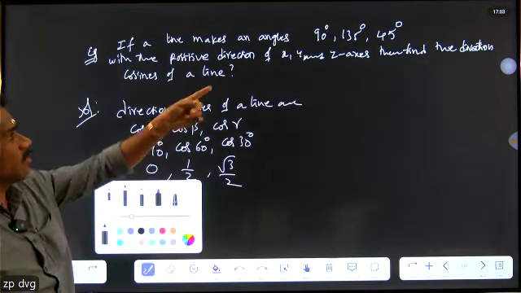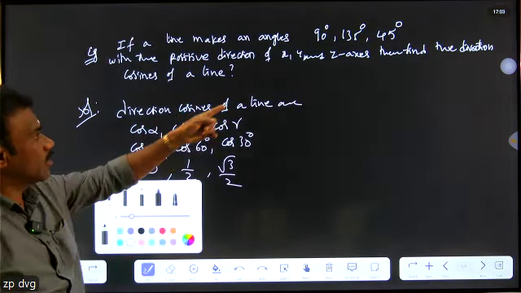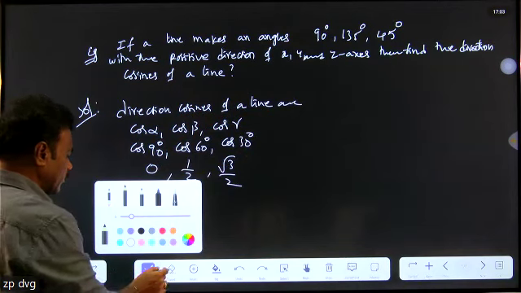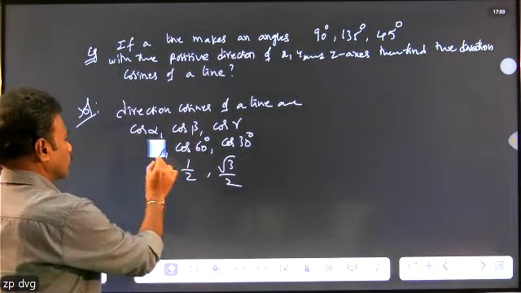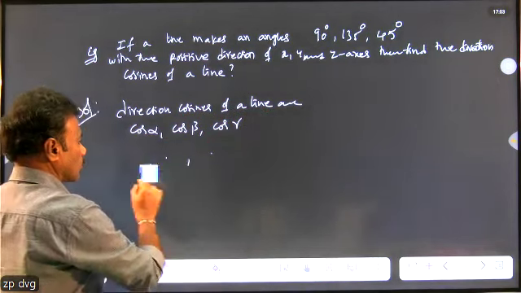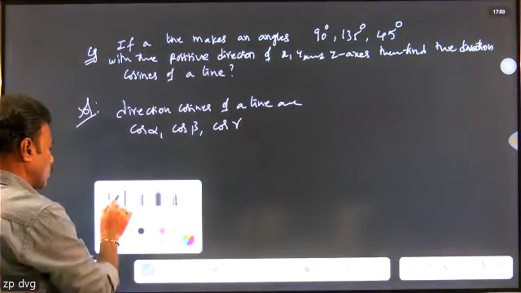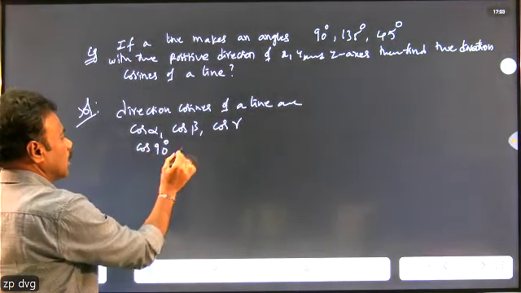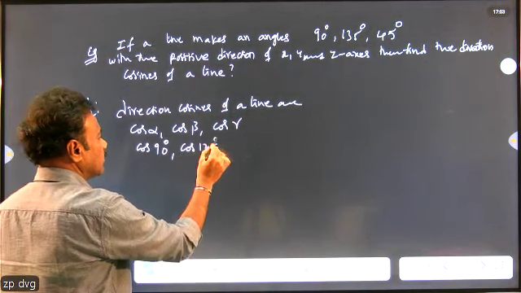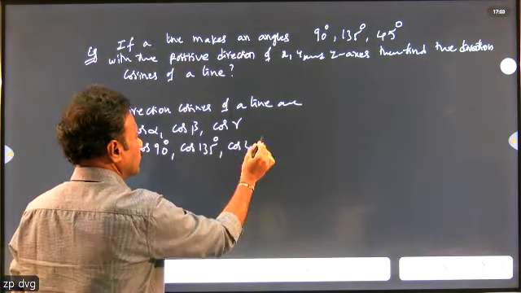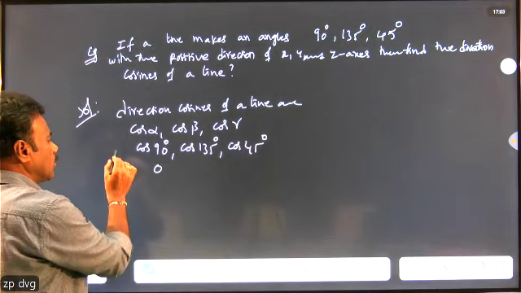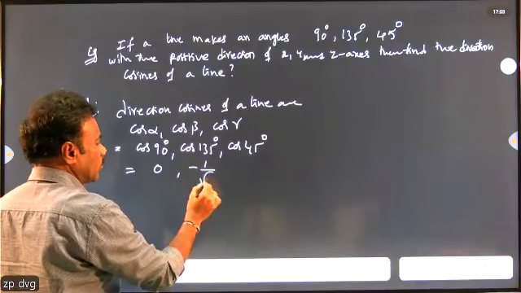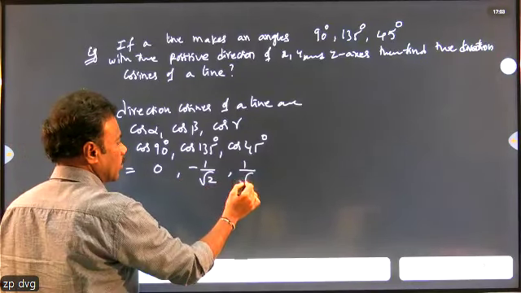Here, what alpha value have they given? 90 degrees. And what beta value have they given? 135. Gamma value? It is 45 degrees. See, you will get cos 90 degrees, cos 135 degrees and cos 45 degrees. Cos 90 you will get is 0, cos 135 you will get is minus 1 by root 2, and cos 45 is 1 by root 2.